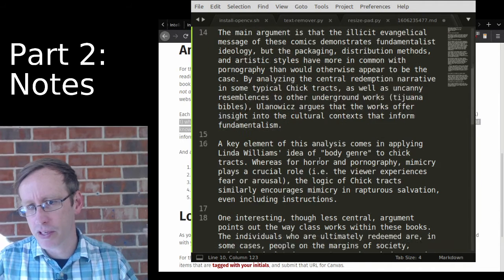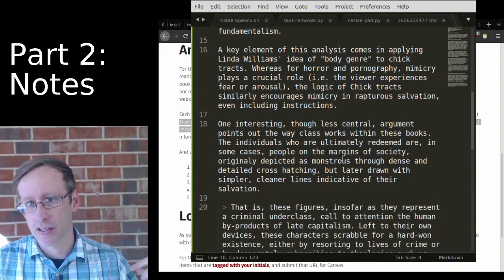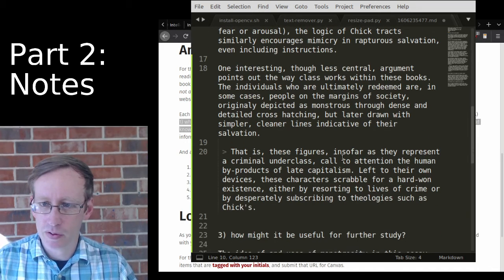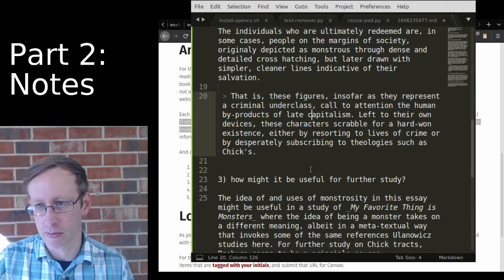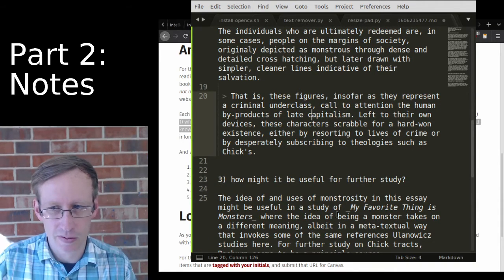The relationship to pornography through the idea of the body genres. The issue about class I thought was pretty interesting, so I made a note about that. I also included a quote from the article because I thought that did a good job of that. I thought it was a pretty interesting observation.